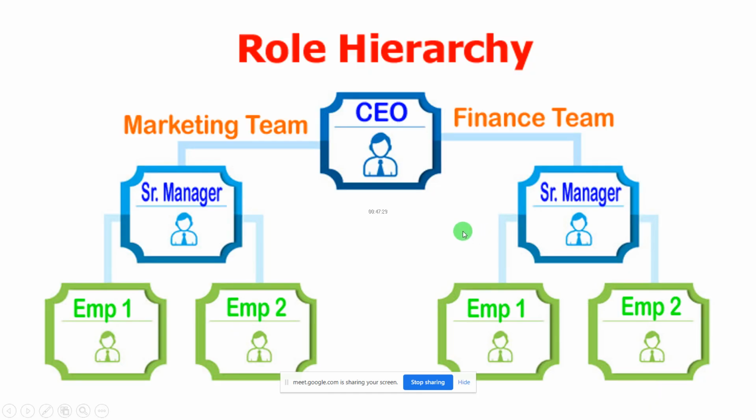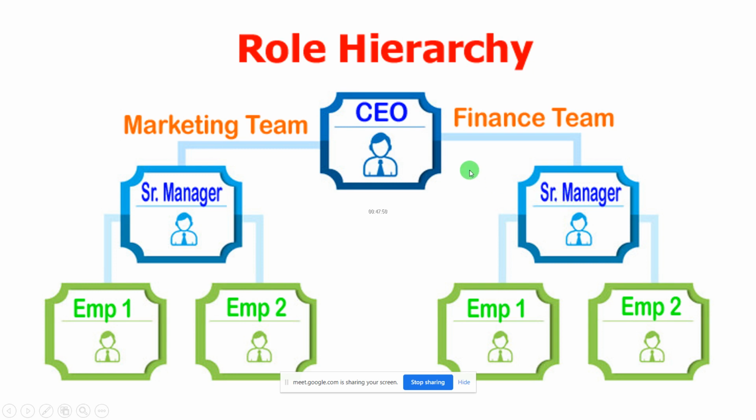So here, just take an example of employee 2 in finance team. He wants to take leave for 2 days. So who has to approve his leaves? Either the CEO or the marketing team manager. CEO. So this is the hierarchy.